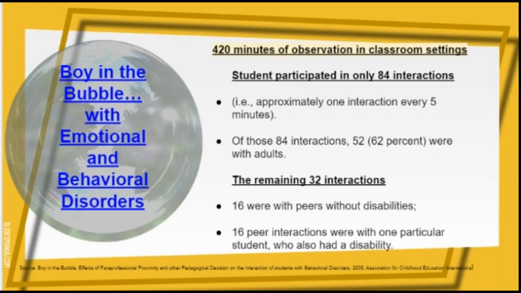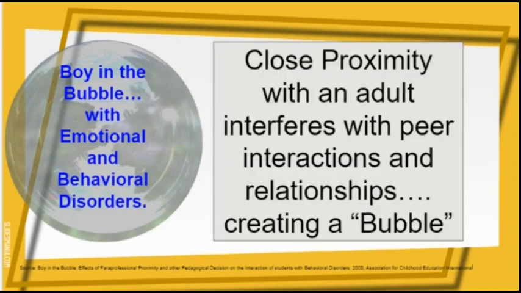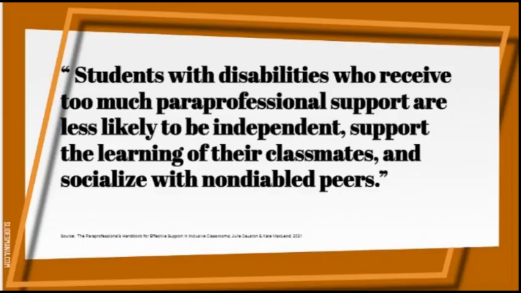We want to increase the interactions that our students, all students, have with each other. So if you want to read more about this, it's a lengthy article. I did include it on the training guide, so you can capture it there and dive into it a little more. The purposes of talking about this is we have research that shows close proximity with an adult interferes with peer interactions. And so we refer to this as creating that bubble.